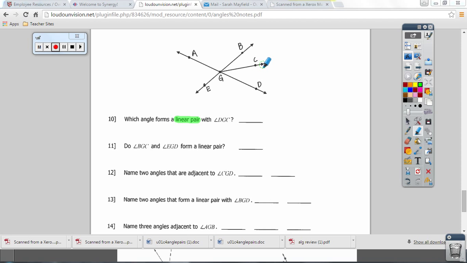So I'm going to highlight DGC. That's that angle right there. In order to form a linear pair, when I draw my little semicircles, that's what's going to get me my answer. So if I draw a semicircle, notice this part of my semicircle is used, right? But now I have to figure out this part of my semicircle, which is angle AGC.